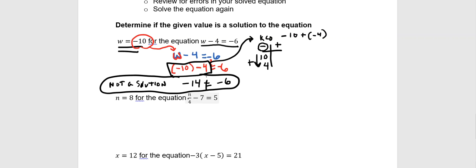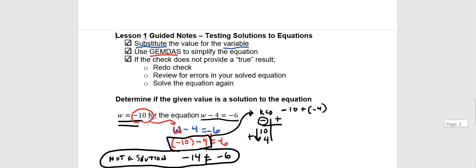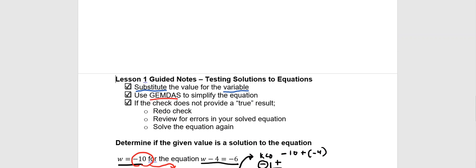We have an equation, n over 4, we think of that as n divided by 4, minus 7 equals 5. We're given a value of n equals 8 as a potential solution. So what we want to know is, is that a solution, or is that the value that makes that equation true? So we will start again by rewriting the equation. n over 4 minus 7 equals 5. And then we're going to take our given value. So to remind you, where I'm taking this from is I'm substituting the value in.